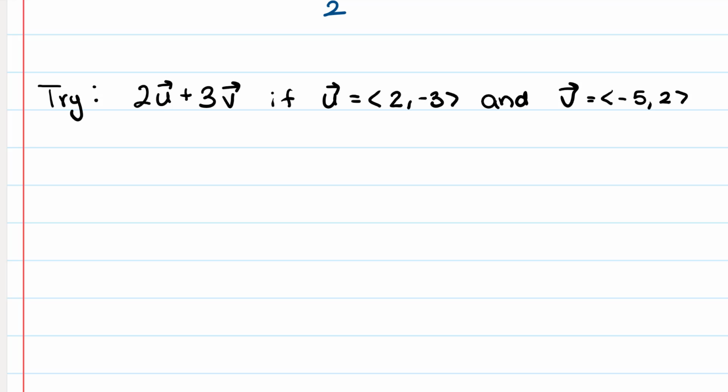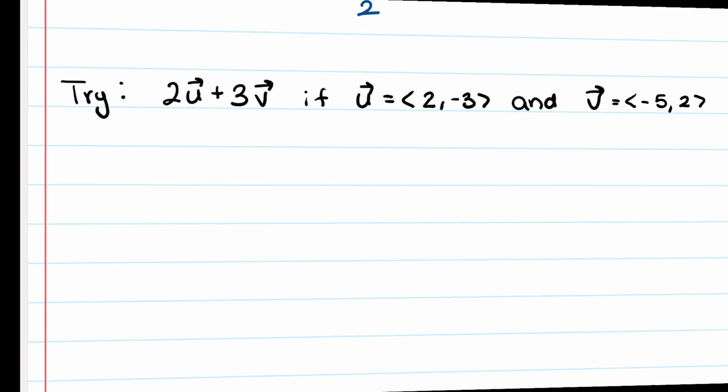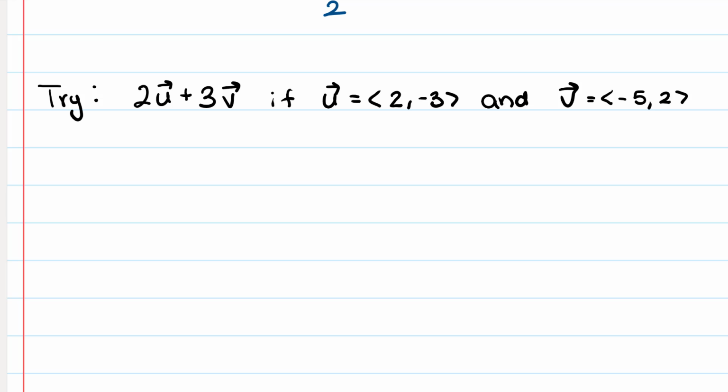On your own, I want you to go ahead and determine 2u plus 3v when u is 2, -3, and v is -5, 2. So go ahead, give that a try now. All right, so let's give it a try. So we're going to go ahead and work this out.